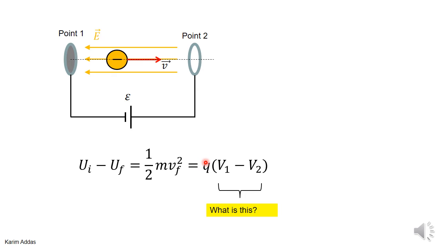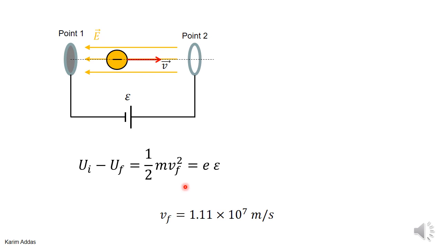The charge is the charge of an electron, so it's a negative charge, so it's minus e. So you put the charge to be minus e. The V1 minus V2 is minus the EMF value, minus epsilon. And so you get epsilon times e as the value of the kinetic energy. We know the EMF of the battery, and we know the charge of the electron, we know the mass of the electron. We can then find the final speed.